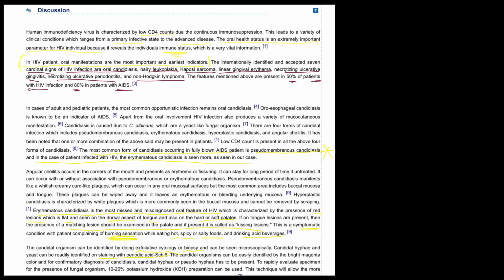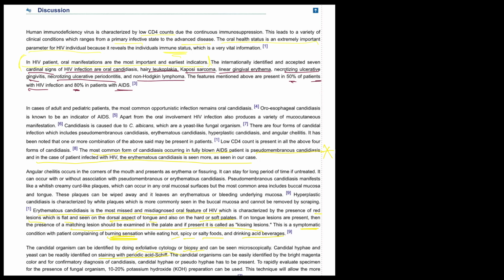Okay, now the most common form of candida occurring in full-blown AIDS patients is pseudomembranous candidiosis. But in HIV patients, the most common is erythematous candidiosis, which is our case. The patient came to the department only complaining of a burning sensation. He wasn't in a full-blown AIDS situation, so the provisional diagnosis was erythematous candidiosis.